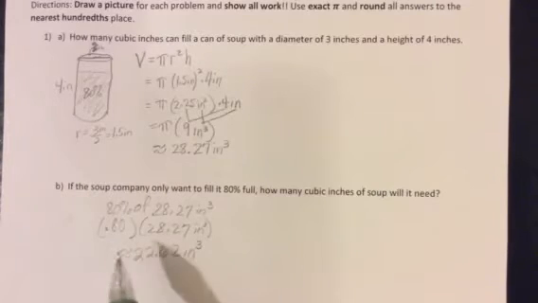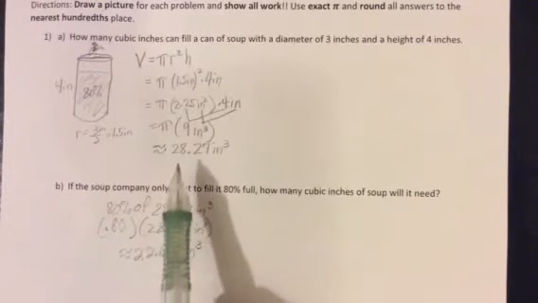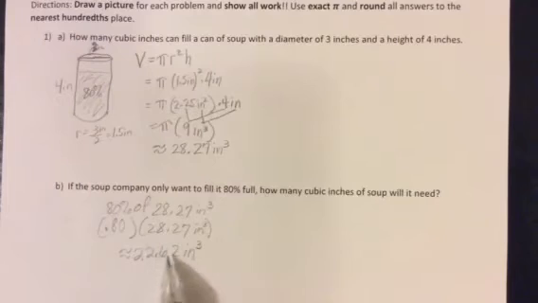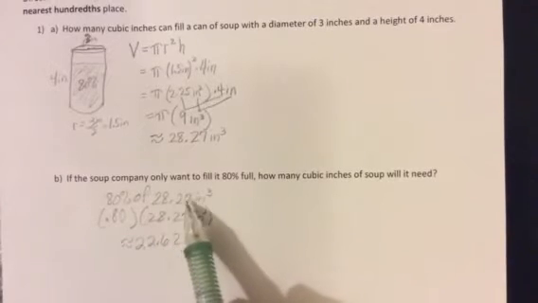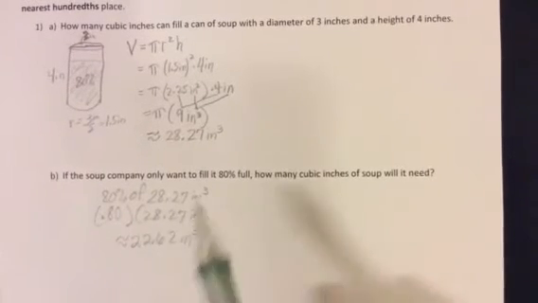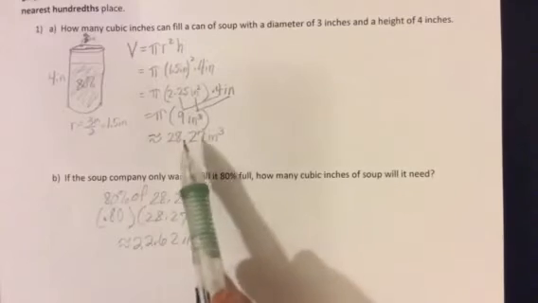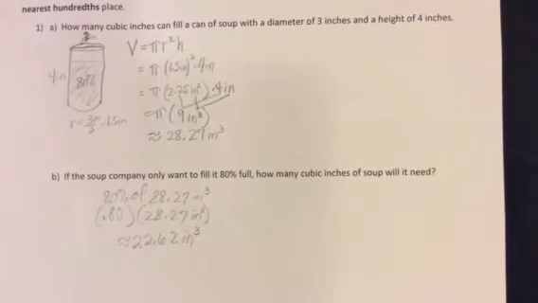All right, so that's 20 or 80%. So the other 20%, the other 5 point something, would be 20% of that whole thing. So we could have also done 20%, do 10%, and then double it, and then subtract that from the whole can there, and you would get the same answer.